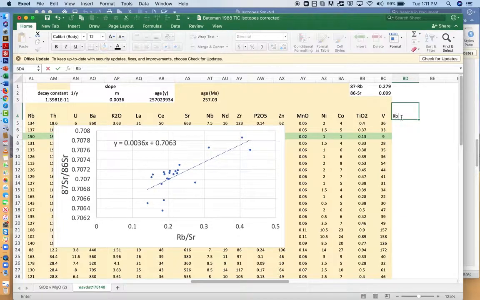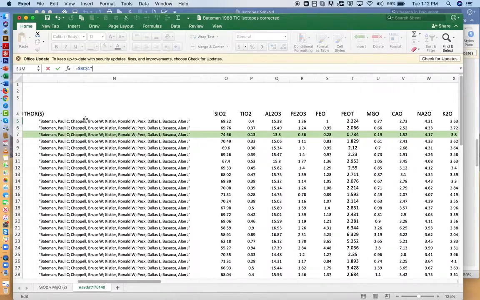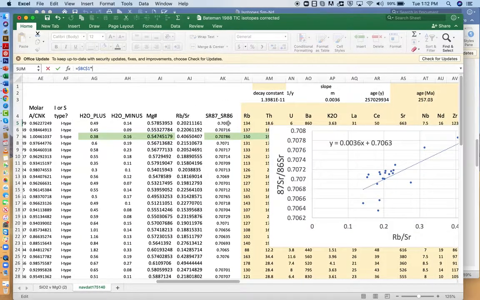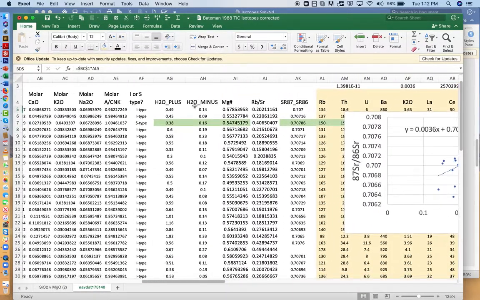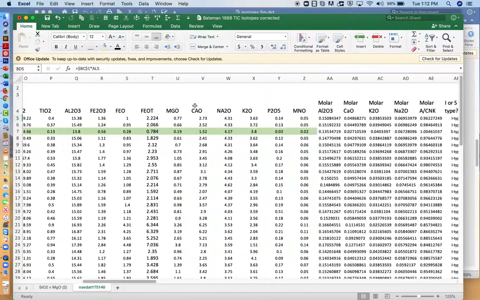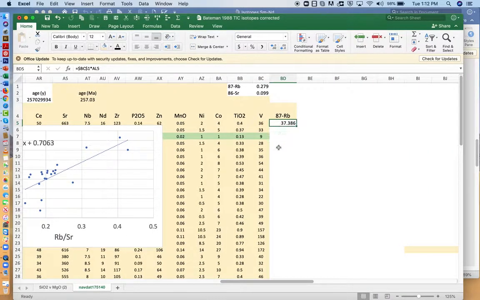So we can create a new column, and we'll call it 87 rubidium. And that would be equal to 0.279. I want to fill down. I'm just going to put dollar signs around both of those and multiply that against the amount of rubidium that's listed over here. So even though we see a total rubidium concentration of, where did it go? 134 ppm, only about 37 ppm is actually rubidium 87.